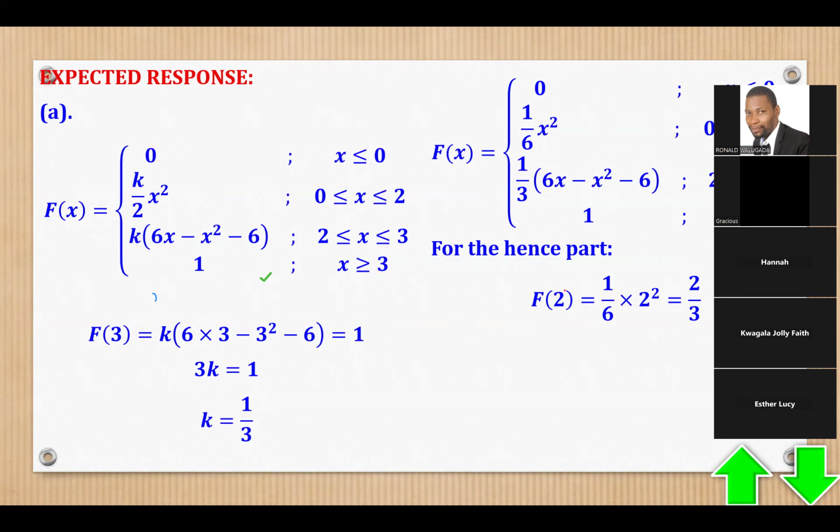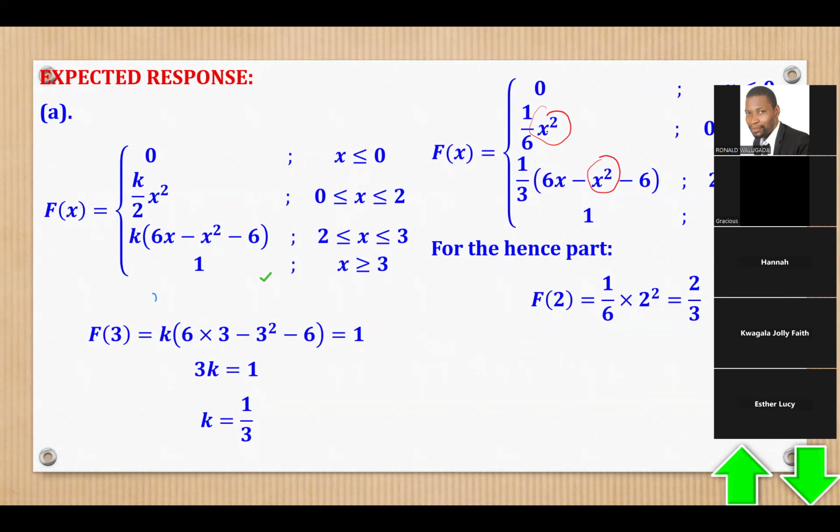Now I have coordinates. When x is 0, f(x) is 0. Then when x is 2, f(x) is 2 over 3. Then when x is 3, f(x) is 1, like that. So those are the ones I will use to draw. But remember, because there is a squared, it is no longer a straight line.